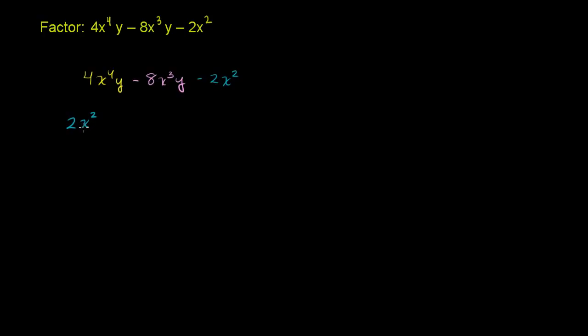So what we can do now is think about each of these terms as the product of 2x squared and something else. To figure out that something else, we can literally undistribute the 2x squared. Even before we undistribute, we could say 4x to the fourth y is the same thing as 2x squared times 4x to the fourth y over 2x squared. If you just multiply this out, you'd get 4x to the fourth y. Similarly, 8x to the third y, I'll put the negative out front, is the same thing as 2x squared, our greatest common factor, times 8x to the third y over 2x squared.